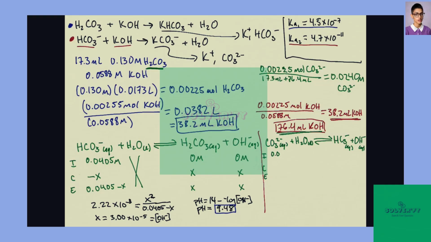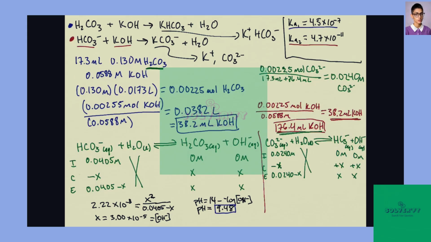So we can write that down here, ignoring water again because it's a liquid. And our initial concentrations for the products is again 0 molar. Our change is again minus x on the left and plus x on the right. So our equilibrium is 0.024 minus x for CO3 2-, and x for each of the products.